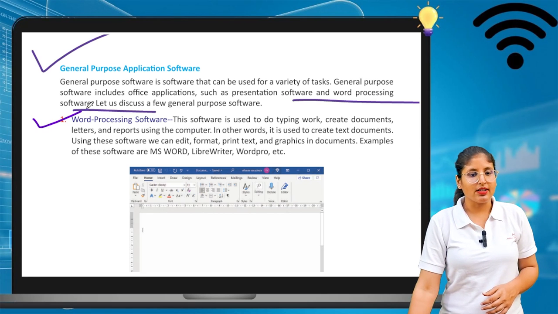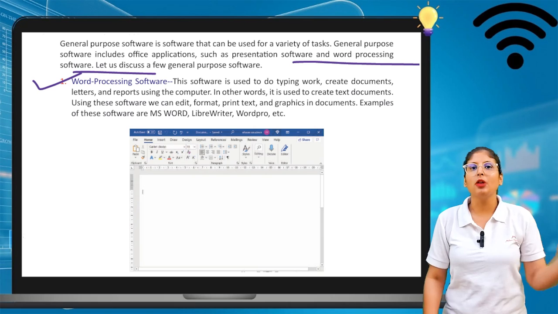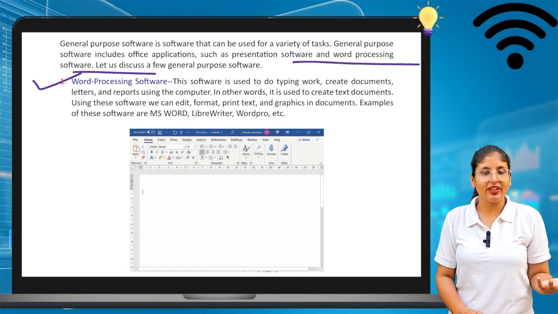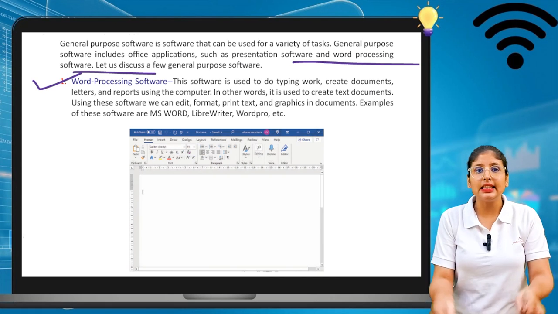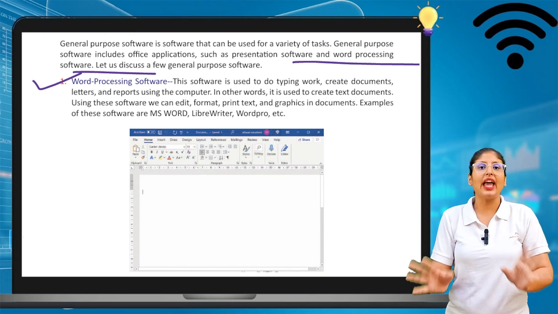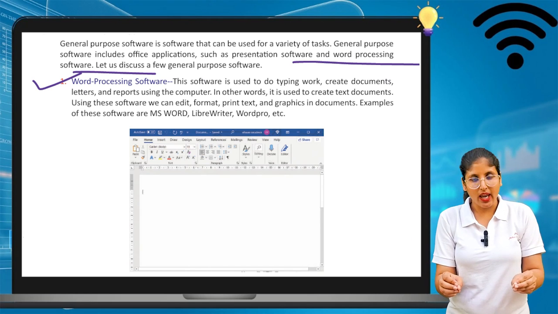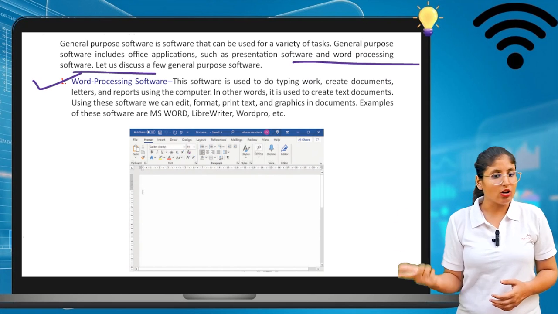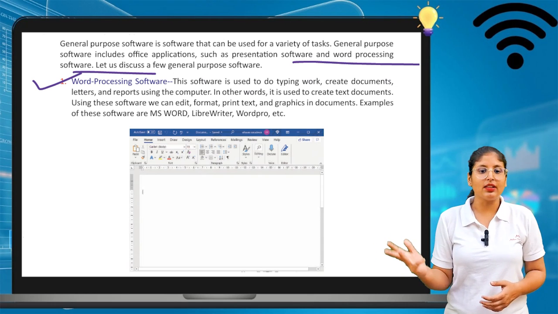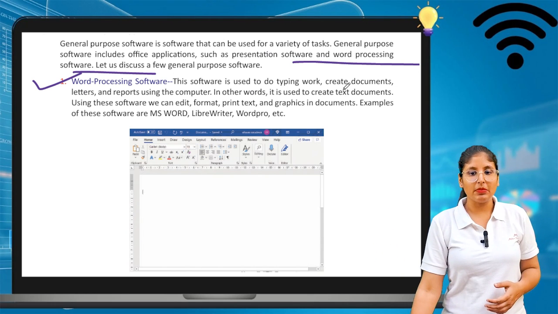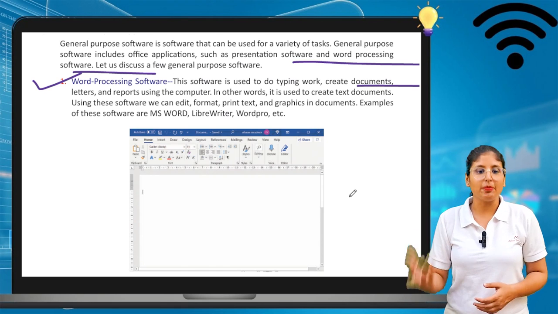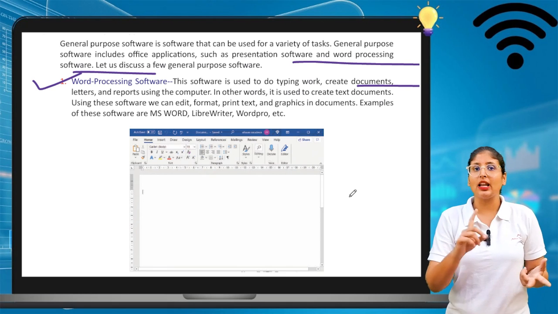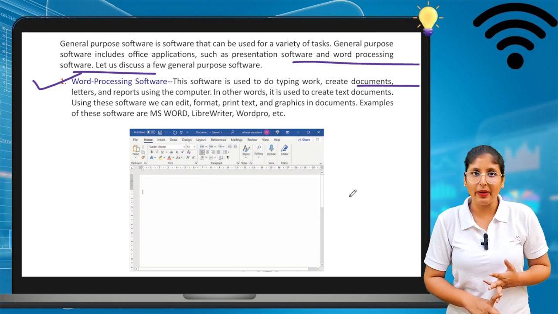First is word processing software. That is Microsoft Word. Normally we use word processor software, which is either inbuilt in the computer or we have to install it. This software is used to do typing work and create documents, letters, and reports using the computer. In MS Word we do typing, we can add pictures, and we can make documents.